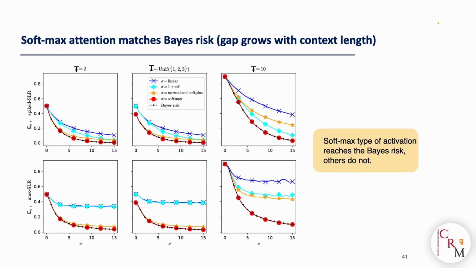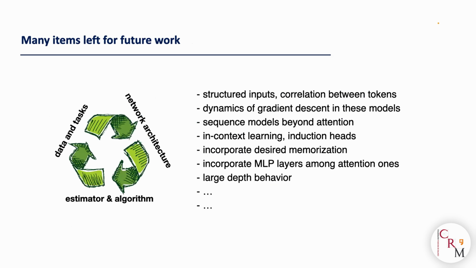This is in population risk. We also have the plots for the empirical risk, while the other activations such as linear or 1 plus ERF or normalized softplus or some kernelized attentions actually would not reach the Bayes risk. And this is becoming worse and worse as the length increases, which kind of makes sense because as the length is larger, all the other tokens add more noise unless you are able to pin the right one. And the softmax is able to pin the right one for you. So that's kind of a toy needle in the haystack that is fully analyzable.